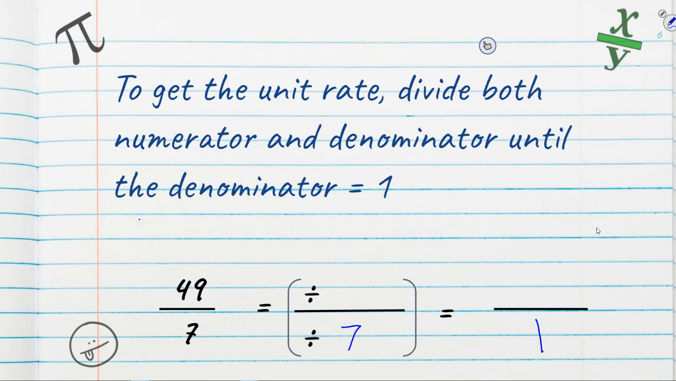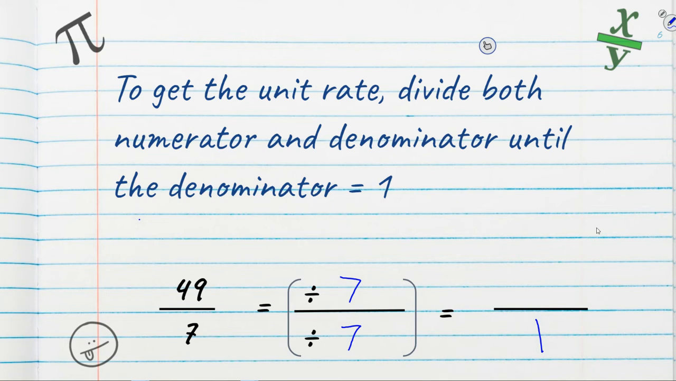The goal of finding the unit rate is to get the denominator as 1. So let's just worry about the denominator. 7 divided by something equals 1. 7 divided by 7. Now, just like simplifying fractions, whatever I did to the bottom, I have to do to the top. So I divided this denominator by 7, which means I have to do the same thing to the top. I have to divide that one by 7 as well.